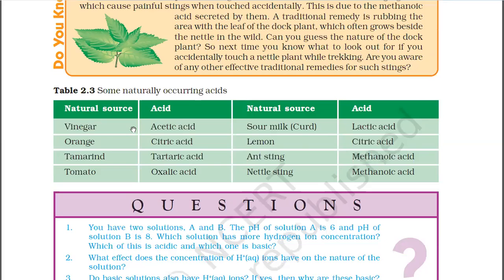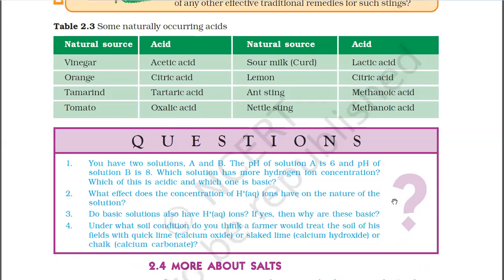Table 2.3. Some naturally occurring acids. Natural source and then acid. Vinegar, acetic acid. Orange, citric acid. Tamarind, tartaric acid. Tomato, oxalic acid. Sour milk, lactic acid. Lemon, citric acid. Ant sting, methanoic acid. Nettle sting, methanoic acid.